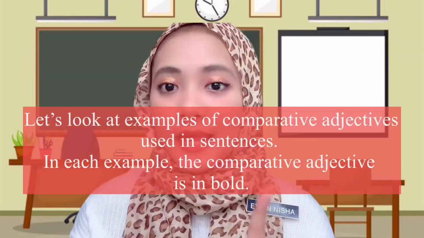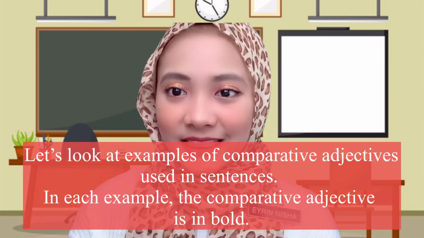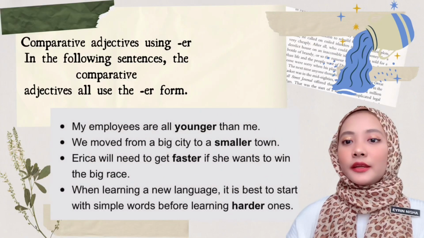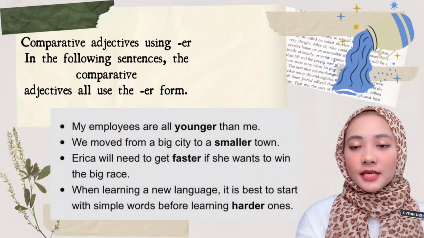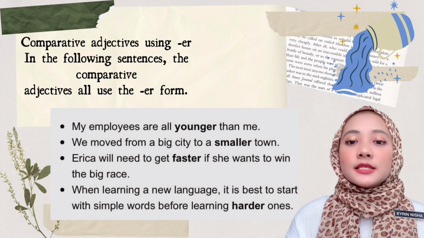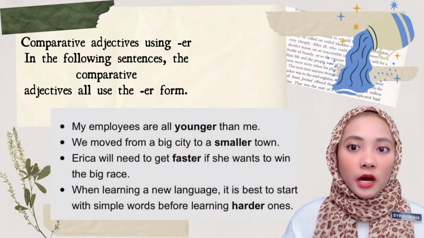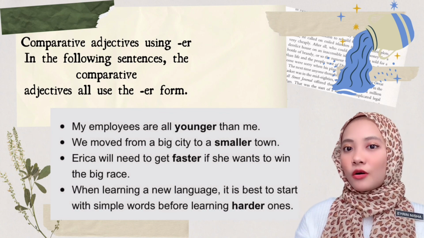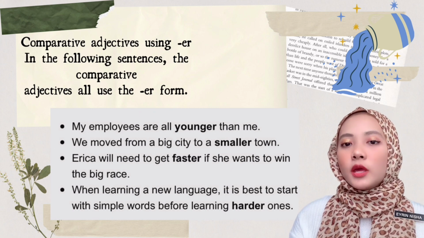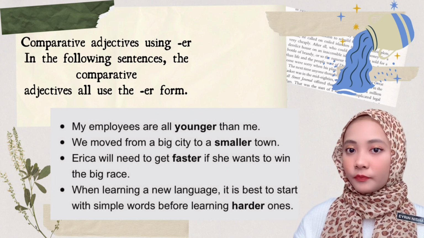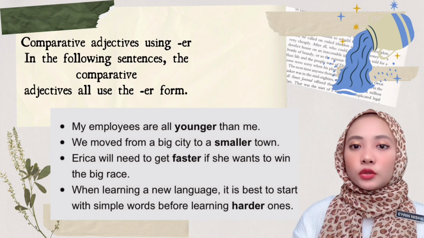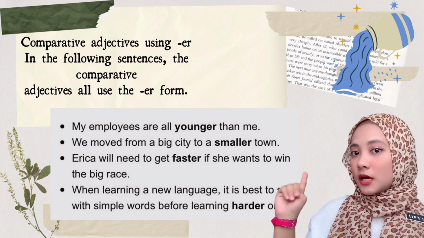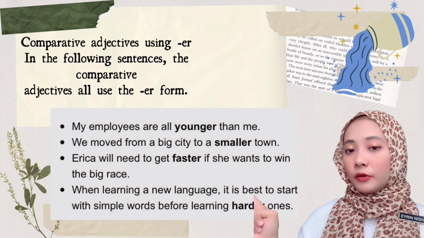Now, let's look at examples of comparative adjectives used in sentences. In each example, the comparative adjective is in bold. The first one, comparative adjectives using ER. In the following sentences, the comparative adjectives all use the ER form. Example number one: my employees are all younger than me. Second, we moved from a big city to a smaller town. Third, Erica will need to get faster if she wants to win the big race. Number 4, when learning a new language, it is best to start with simple words before learning harder ones.